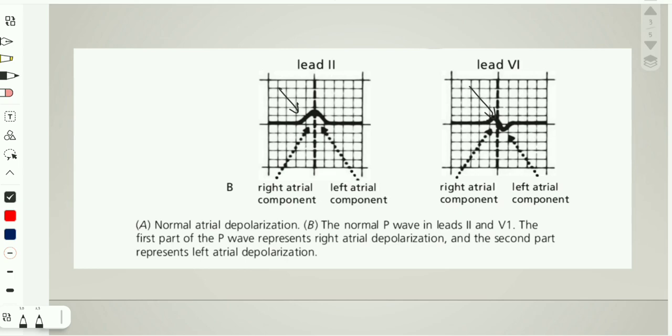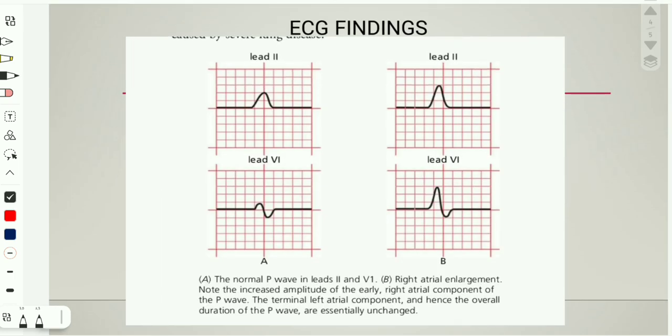Okay, what I've said is demonstrated in the image below. If you look at this properly, you will see these are normal. This is a normal finding. This is normal. This is also normal. Are you getting me? It shows the normal P waves in lead 2 and V1. Those are normal findings. But now in B, you will notice that this is greater than 2.5 mm in amplitude.